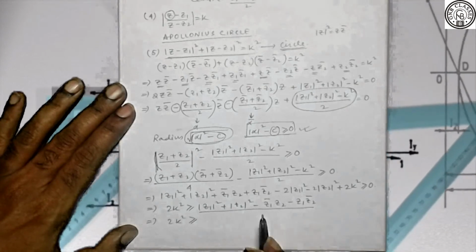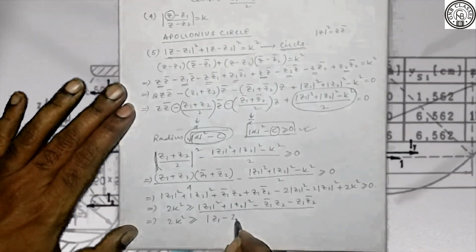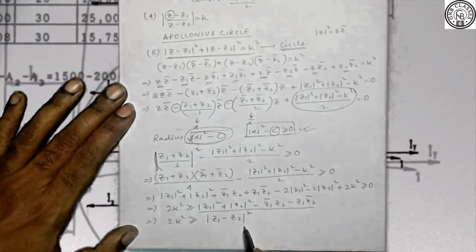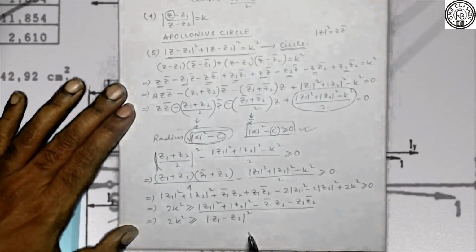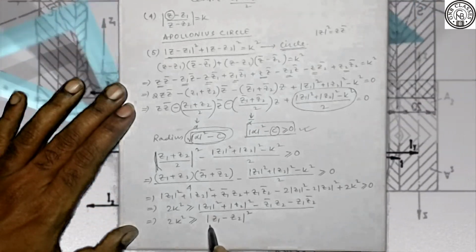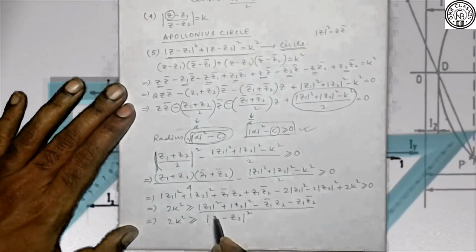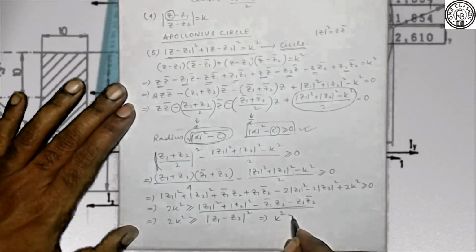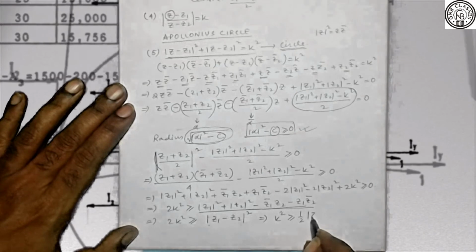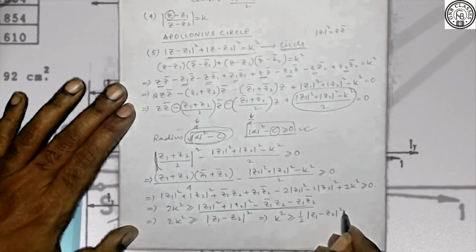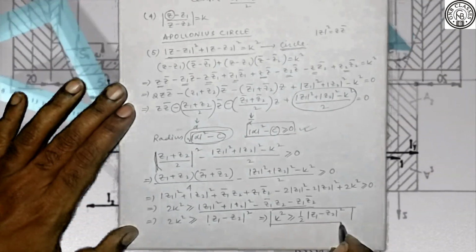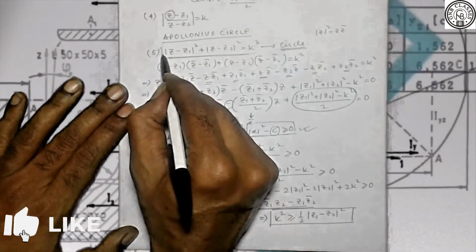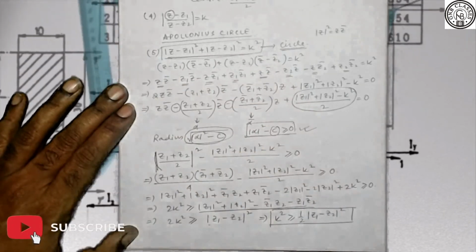this can be written as mod of z1 minus z2 whole square. Is it clear? I'm not going to explain why it is so, because I hope you have understood why I have written mod of z1 minus z2 whole square is this expression. So from here we can write that k square is greater than equals to half mod of z1 minus z2 whole square, and that is the condition. If it exists, then you will say that this equation is going to represent a circle.